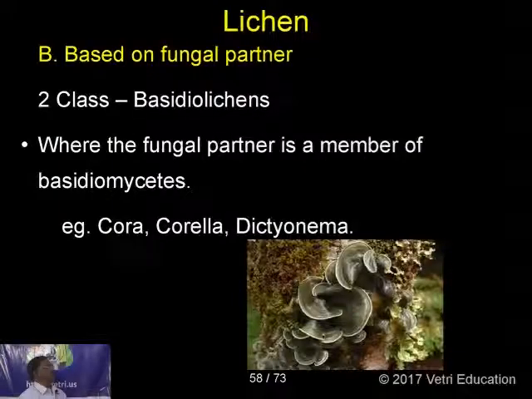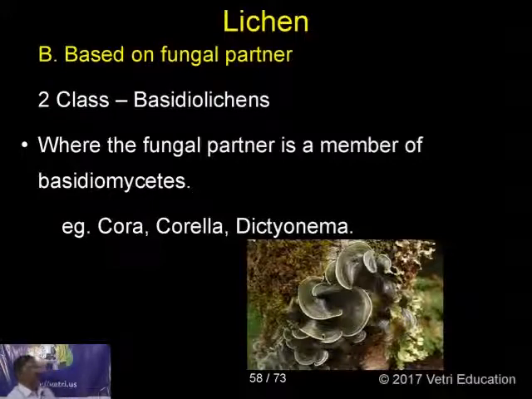The second class is Basidiolichens, where the fungal partner is a Basidiomycetes fungus. Examples are Cora, Corella and Dictyonema. Here in the diagram you can find Cora, and it produces a basidiocarp. It looks like a basidiocarp, and it is produced by this Cora Basidiolichen.